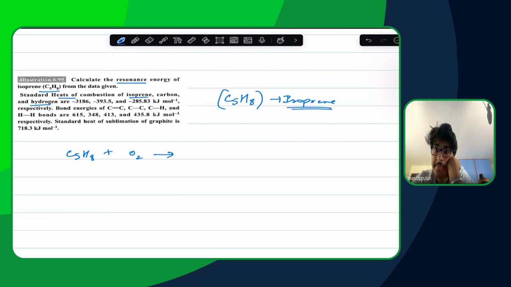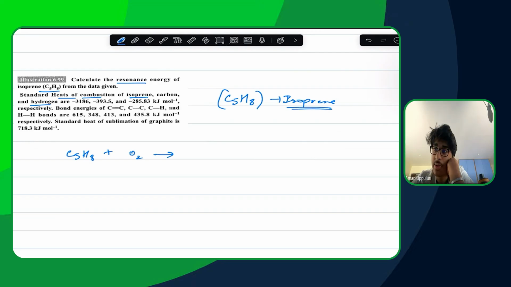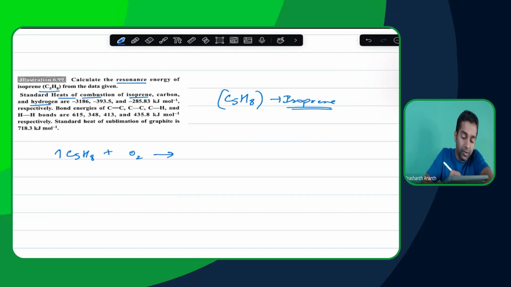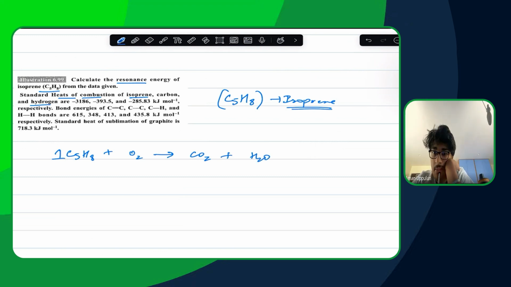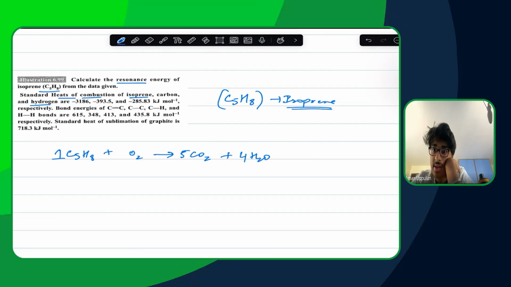Standard heat of combustion is defined for what? For 1 mole of the substance. Put 1 mole of this being burnt. I'm going to be getting complete combustion products, of course carbon dioxide and water. So how many moles of carbon dioxide? 5. Water? 4. So we're going to be having 5 this side, 10 this side, 7. This is the equation.